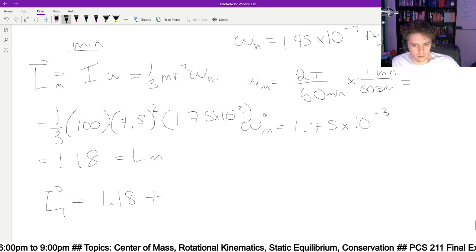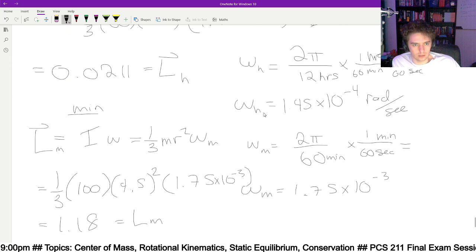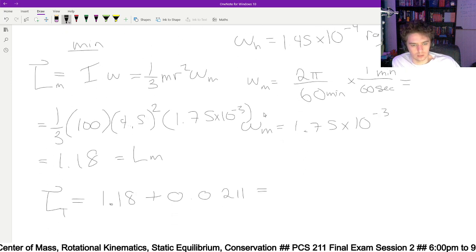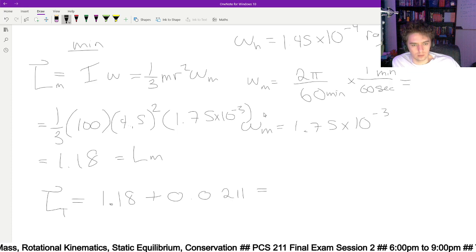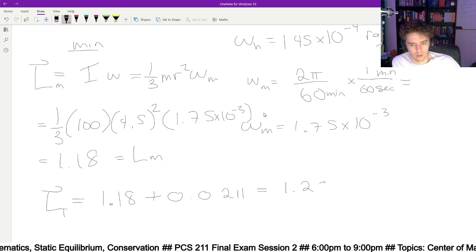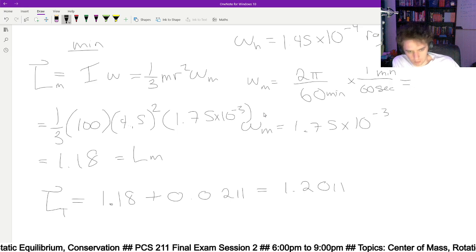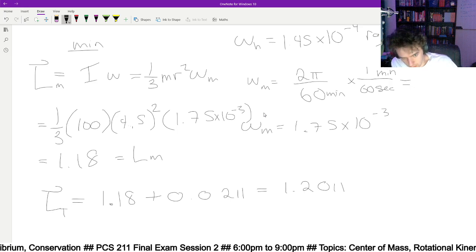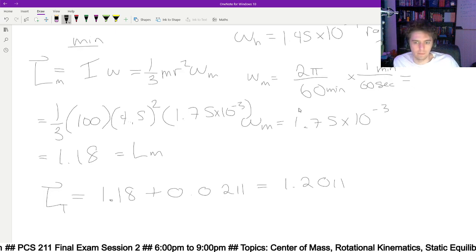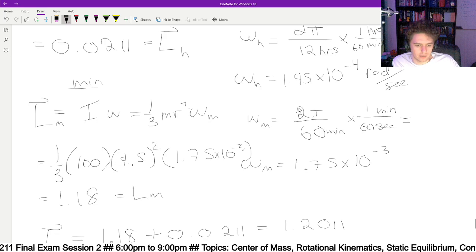If we don't get the right answer, it's 0.0211. So this is 0.02. So this would be a 2. So 1.2011, I think. Let me just make sure of that. 1.18 plus 0.0211. 1.2011. Yep, good. We don't have any units on any of this.